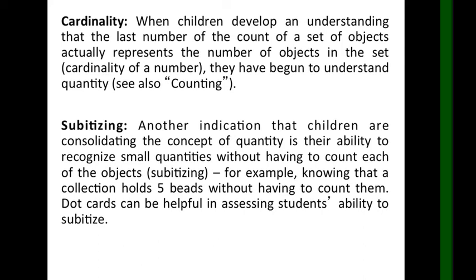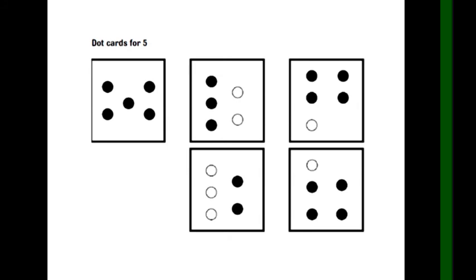Subitizing. Another indication that children are consolidating the concept of quantity is their ability to recognize small quantities without having to count each of the objects. Subitizing. For example, knowing that a collection holds 5 beads without having to count them. Dot cards can be helpful in assessing students' ability to subitize. So, dot cards for 5. These are examples of dot cards.